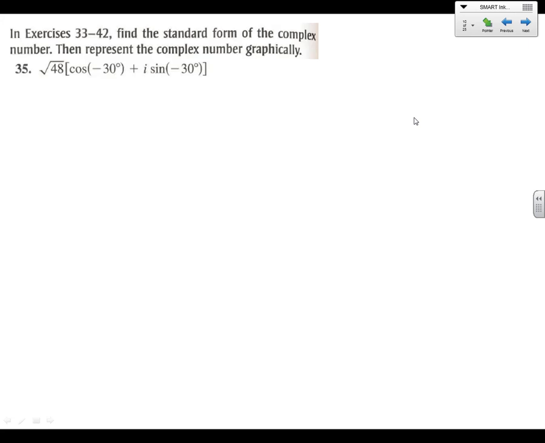Same thing on 35. Figure out the cosine and the sine of negative 30 degrees, and then distribute in root 48.